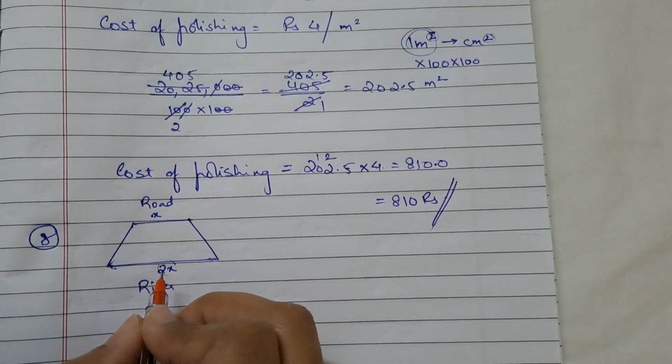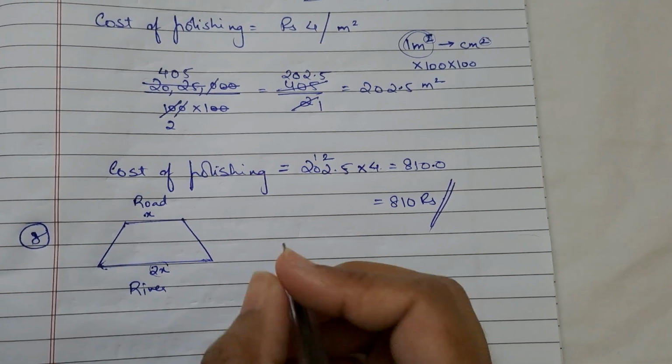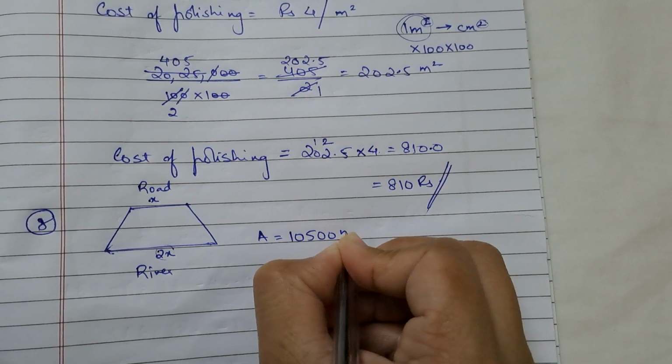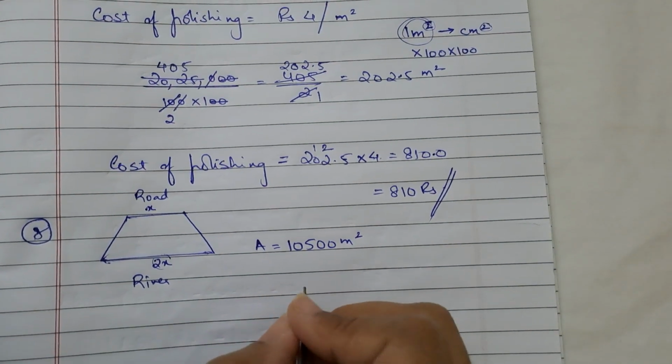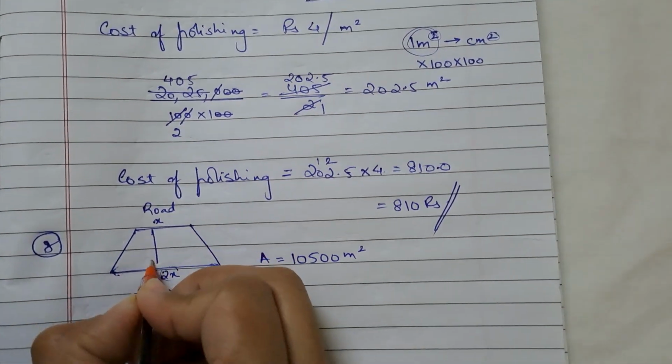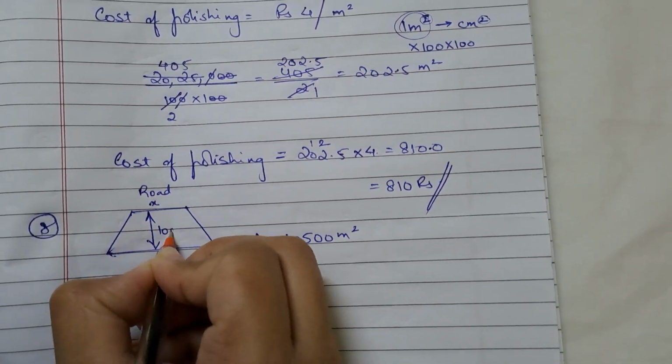And then it says if the area of the field is, oh my god, the area is already given. So what is he asking? 10500 meter square is the area. And the perpendicular distance between the two parallel sides is 100 meters. Oh, the perpendicular distance is also given to me here, which is 100 meters.